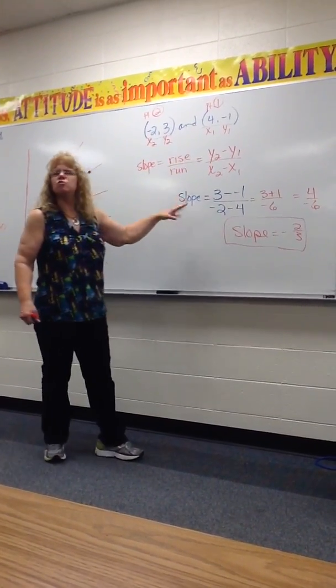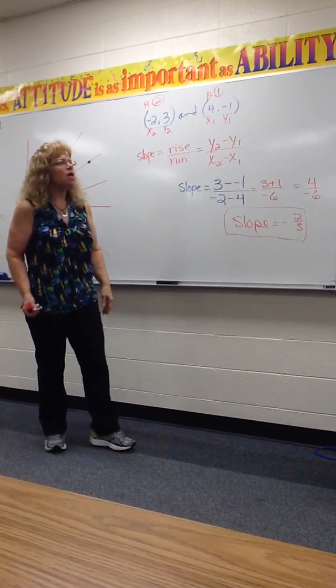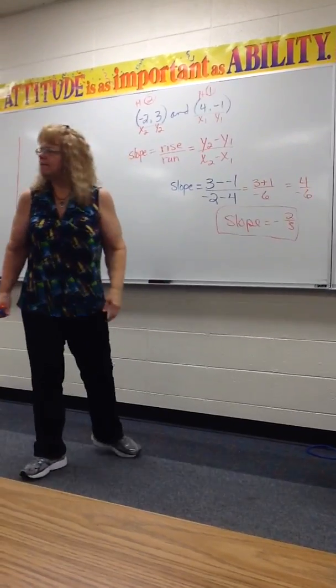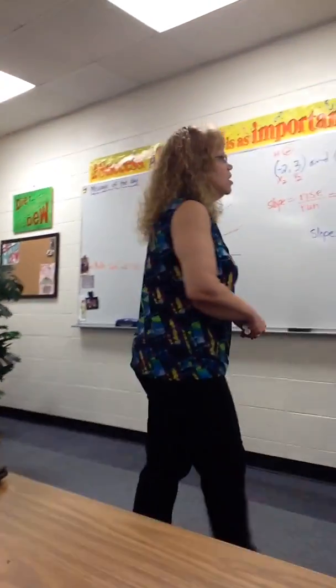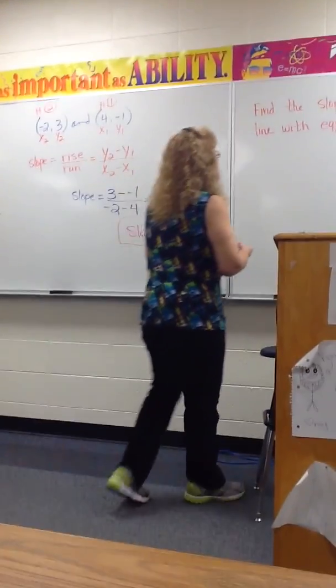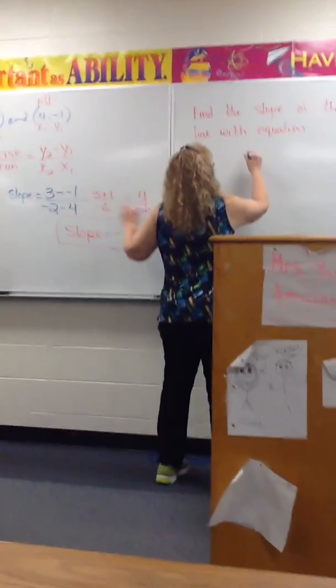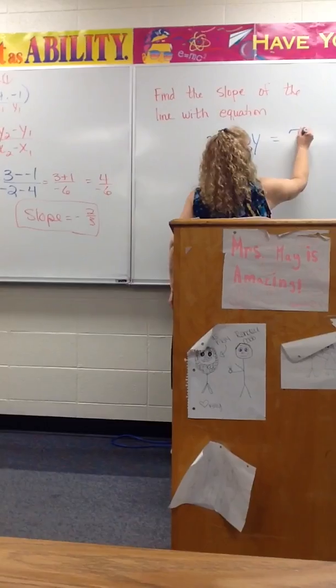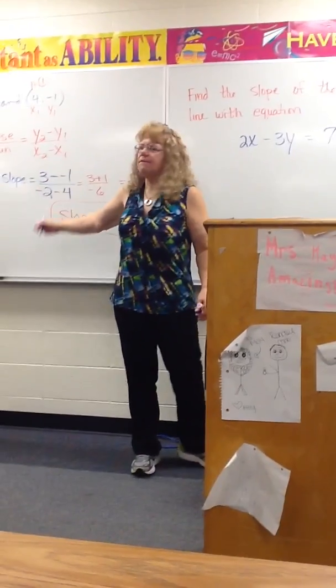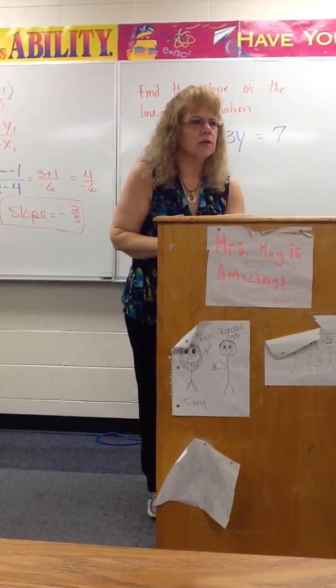So that's how you do it if you have points. The other way you can do it is with an equation of a line. Find the slope if you have the equation of a line. By the way, did you have questions over there? Do you have questions on this one first?